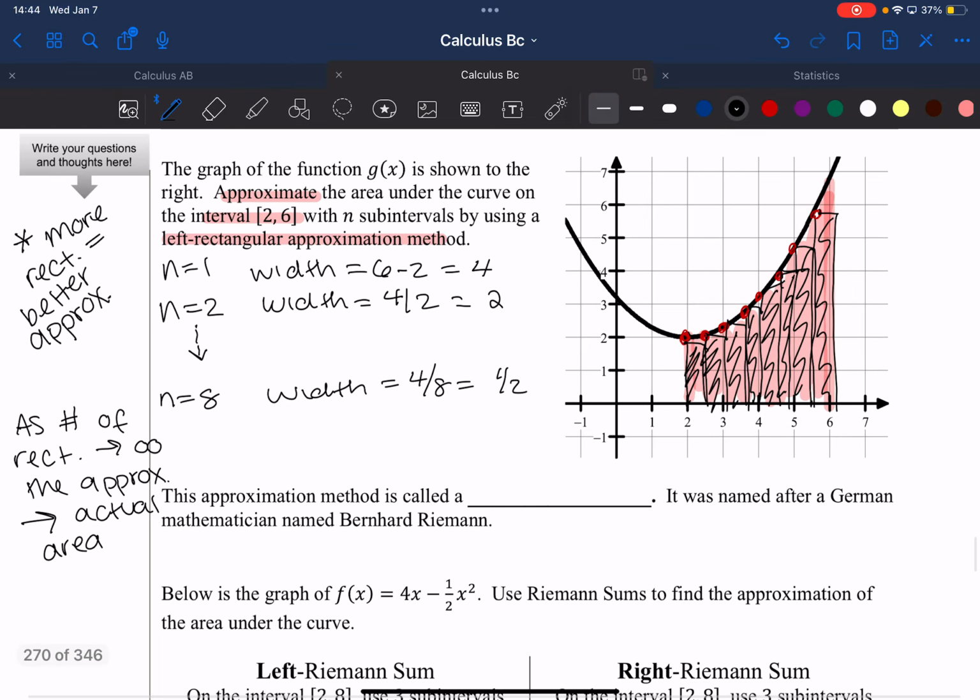Okay. So what we just did, this method, is called the Riemann sum. And it was named after a German mathematician who discovered it.